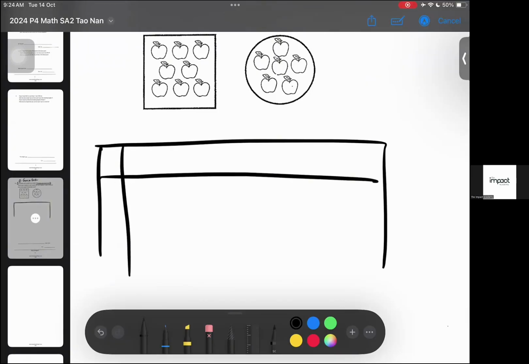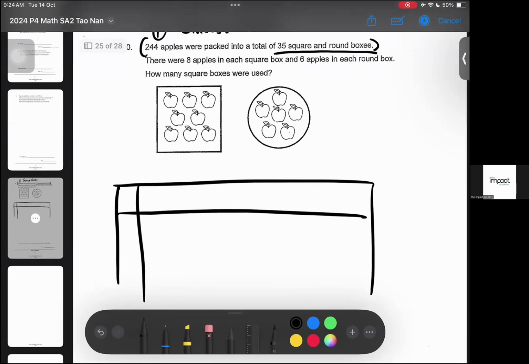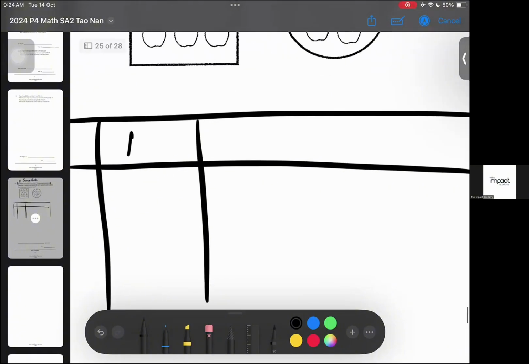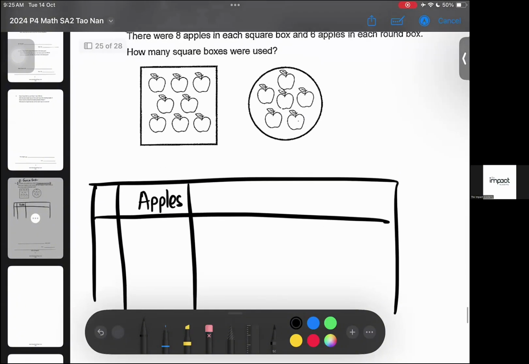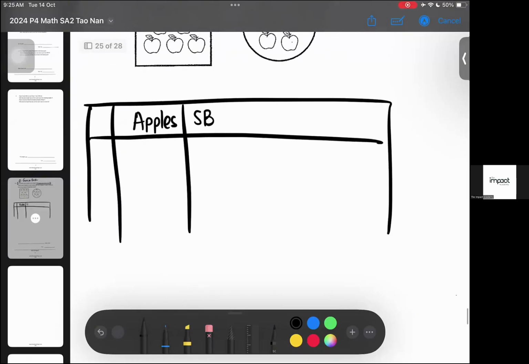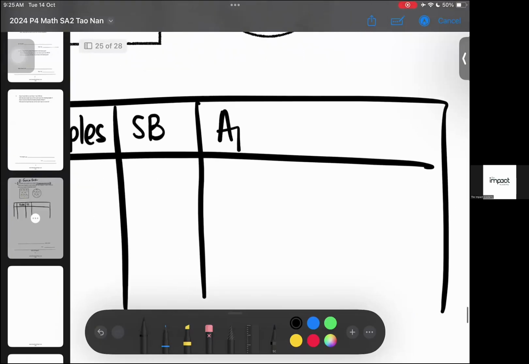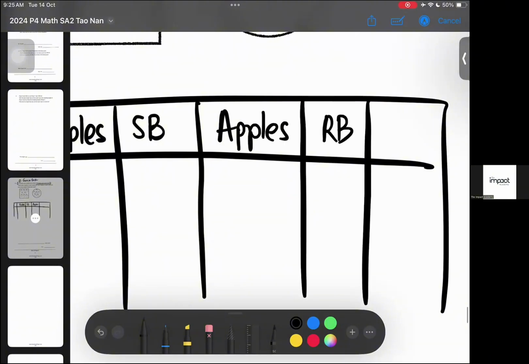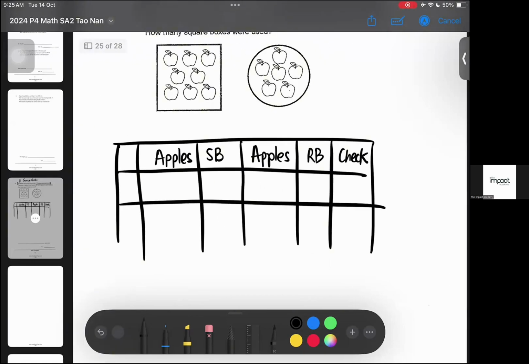Whenever you draw a guess and check table, ask yourself, what are the different units that we have over here? We have apples, and we need boxes. What kind of boxes? Round boxes and square boxes, SB. Then we will have apples once again, but these apples are for the round boxes. And finally, the last column is what we call check. Agree? Okay, let's do random.